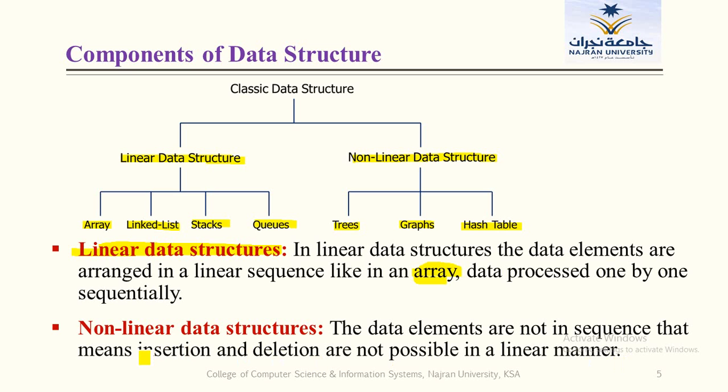So we will see some advantages and disadvantages of different data structures. We have different operations, but the difference between linear and non-linear data structure is that in a linear data structure, data elements are arranged in a sequence, but in non-linear, they are not in sequence. In non-linear data structures, we have trees, graph, and hash tables.